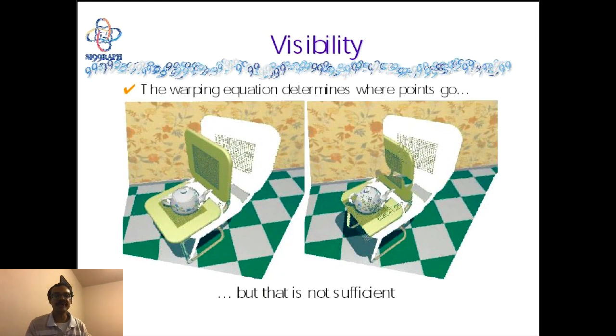However, this is not enough because you have to deal with occlusion and visibility issues. When you warp, there may be holes opened up which you didn't see in the original images. There might be multiple layers of the original images that go to the same pixel, and you have to resolve these occlusion relationships.